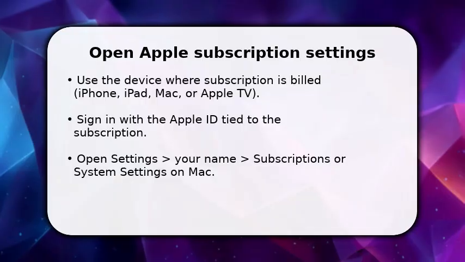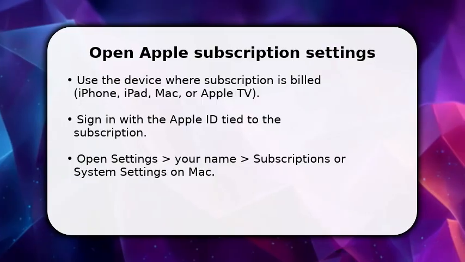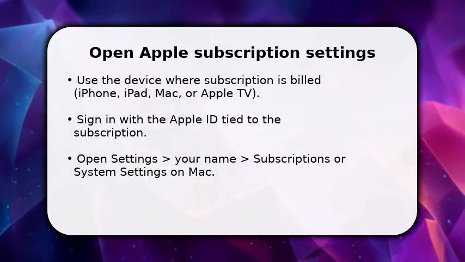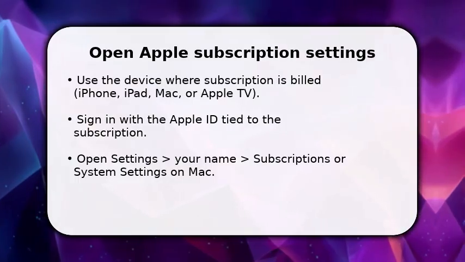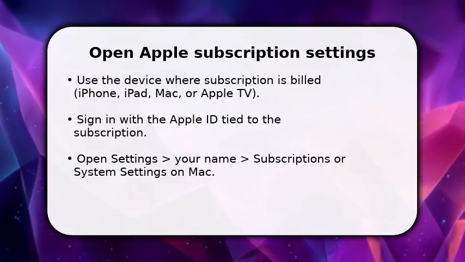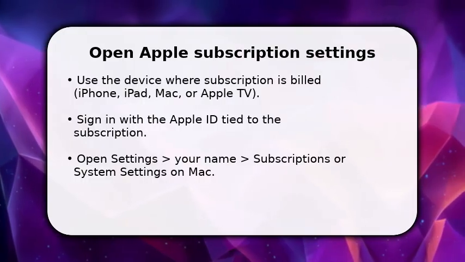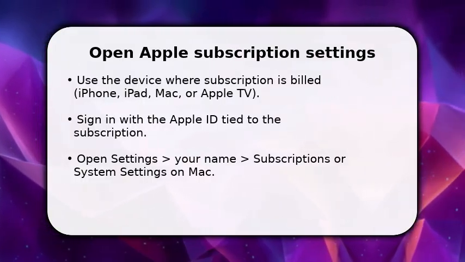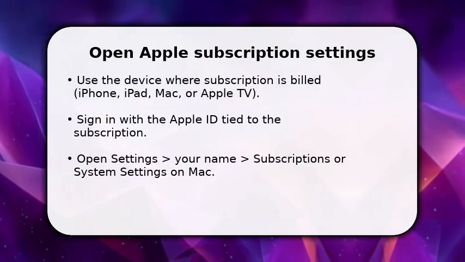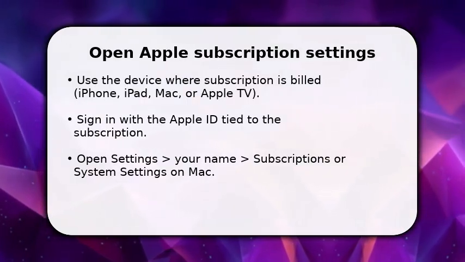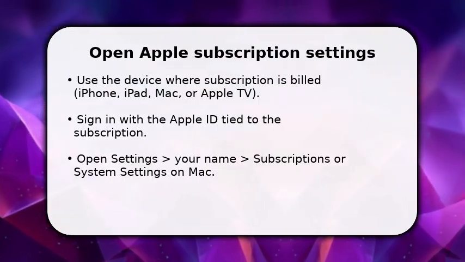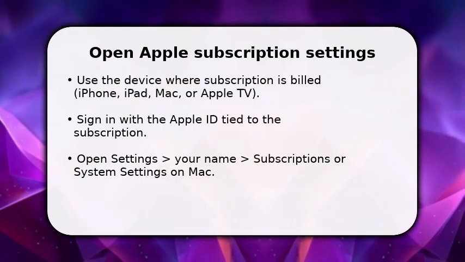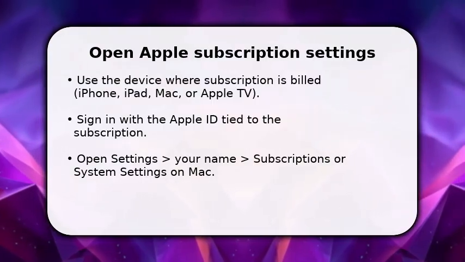Enjoy the video. You start inside the Apple account tied to the charge. This ensures you manage the correct subscriptions. First, unlock the device and sign in with that Apple ID. Next, open Settings and tap your name, or on Mac go to System Settings, then choose Subscriptions. Doing this now takes you straight to the list of active and expired subscriptions, so you can act on the specific service without guessing which account or device created the charge.